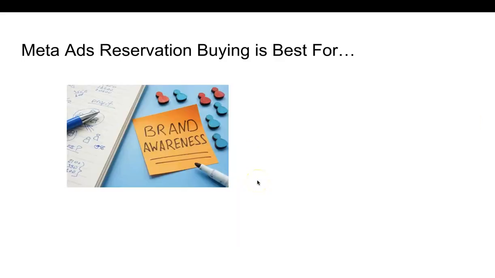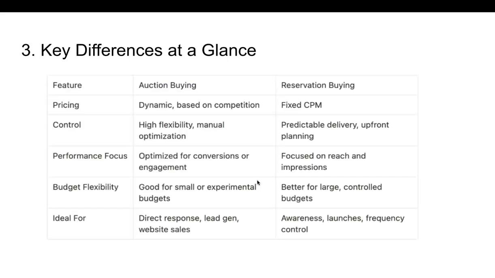All right, so the Meta ads reservation buying type is best for brand awareness or product launches, large-scale companies needing to control their frequency, and companies with a strict budget or needing long-term pricing or long-term planning. So let's look at the key differences at first glance.